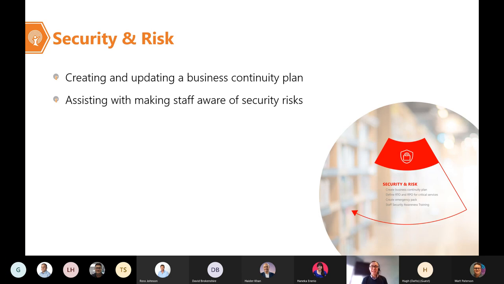Security and risk is obviously a massive topic, and it's a journey. It's not a destination. There's constant security threats, and we must be on top of them, and we must be adding to our measures and adapting constantly, because unfortunately the security threats are constantly changing. And risk, as I mentioned before, is a big part of any IT manager's role. We need to identify the risks and be aware of them, and then implement mitigations.